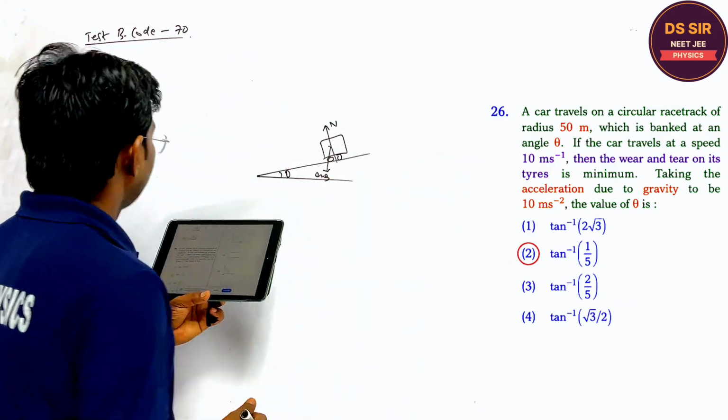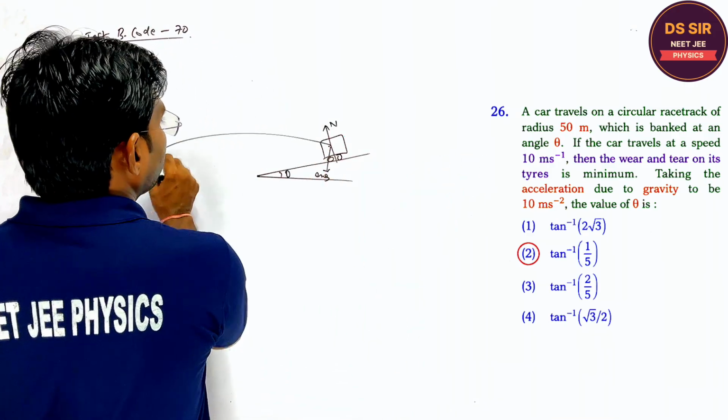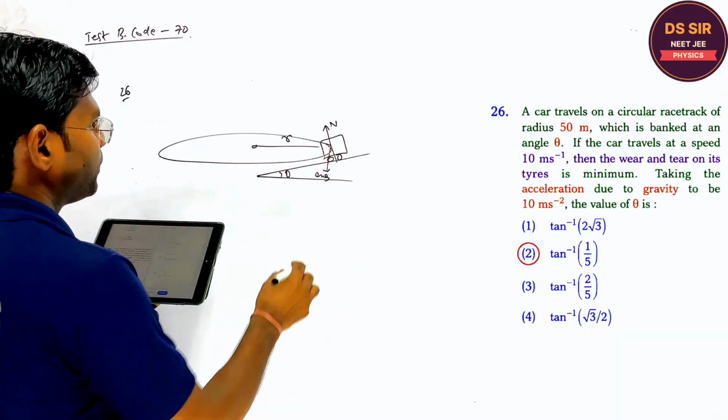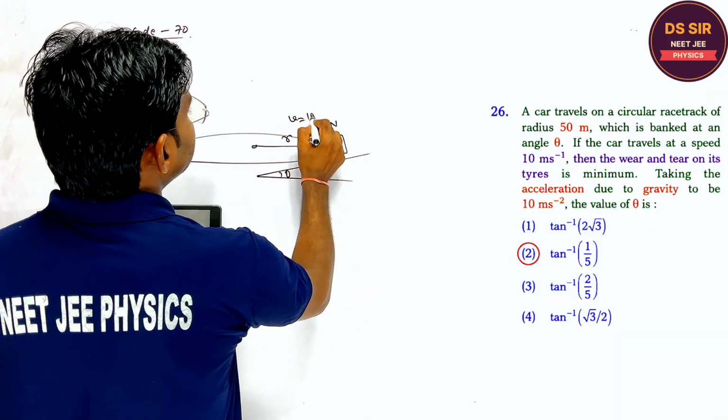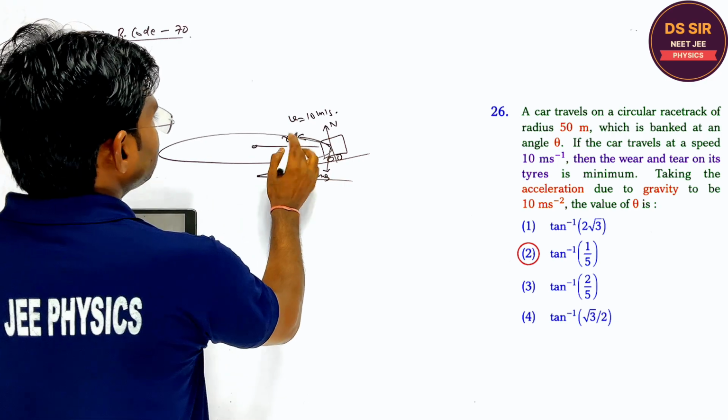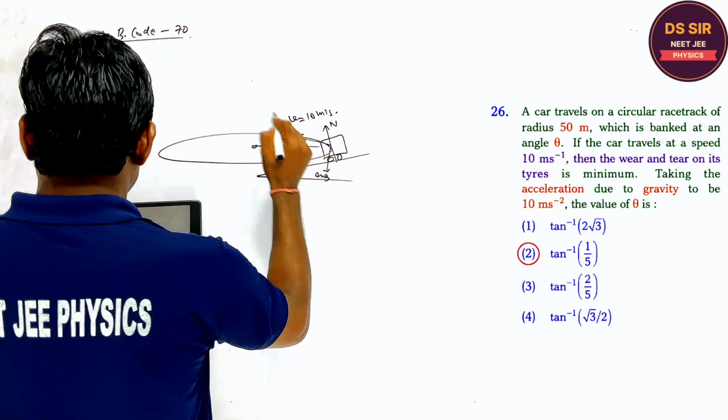Read this question number 26. A car travels on a circular track of radius r, this is the center, and the car travels at a speed of 10 meter per second. The radius is 50 meter.